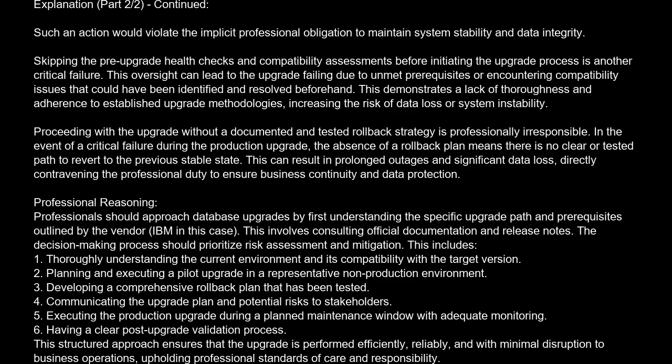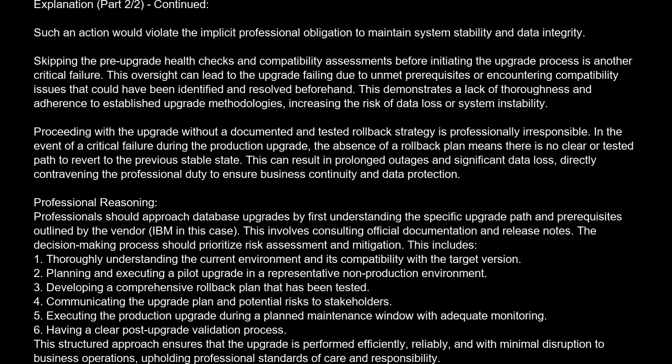Proceeding with the upgrade without a documented and tested rollback strategy is professionally irresponsible. In the event of a critical failure during the production upgrade, the absence of a rollback plan means there is no clear or tested path to revert to the previous stable state. This can result in prolonged outages and significant data loss, directly contravening the professional duty to ensure business continuity and data protection. Professional reasoning. Professionals should approach database upgrades by first understanding the specific upgrade path and prerequisites outlined by the vendor, IBM in this case.